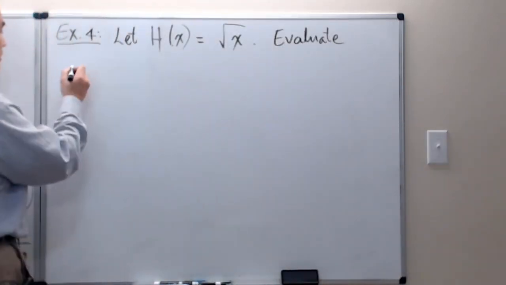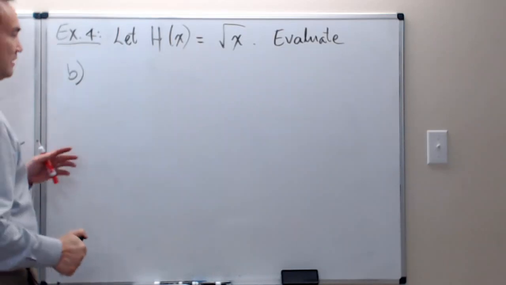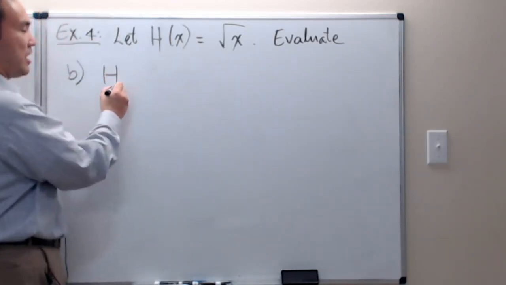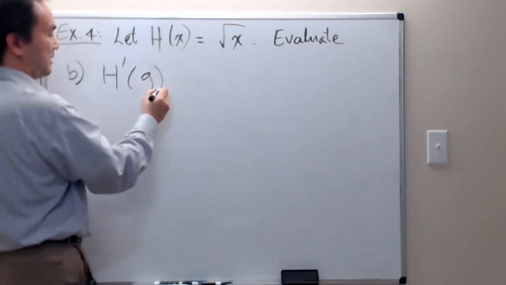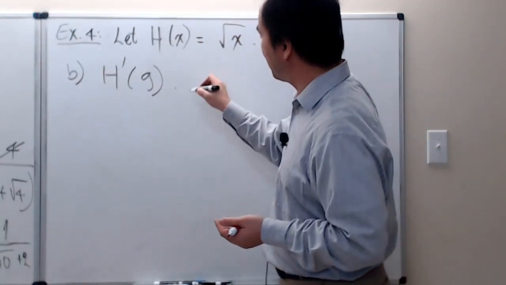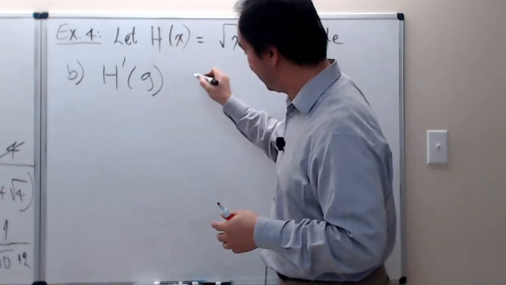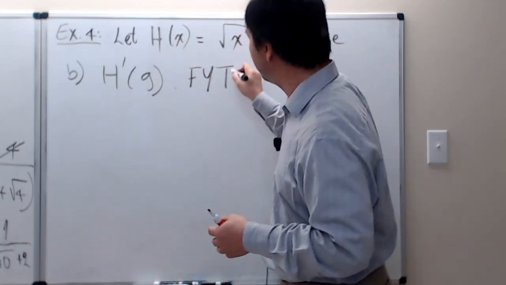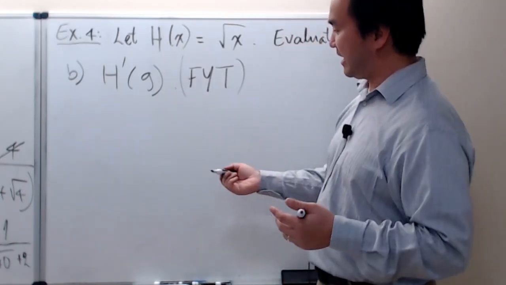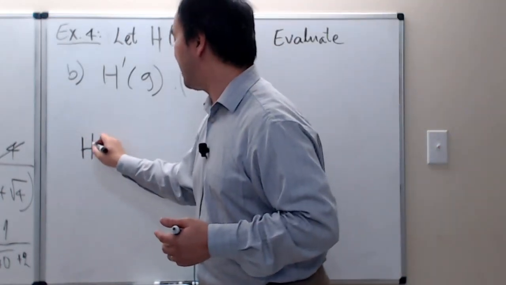All right, so let's look at part B. Let's evaluate capital H prime at 9. Okay, and so now, as I already mentioned about my plan for this problem part B right here, it's meant to be an FYT for you viewers to try right here. Okay, and I can help by pointing out the starting setup right here.